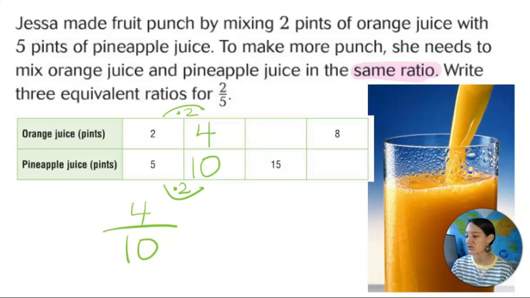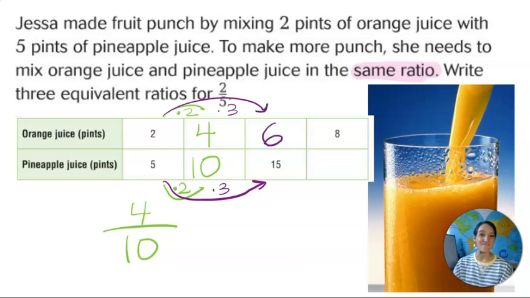Same thing if we choose to times it by 3. Maybe we want to make triple the recipe, make it 3 times as much. Well, then we'll have 6 pints of orange juice and 15 pints of pineapple juice. It'll still be equivalent because we're doing the same thing to the orange juice and the pineapple juice.